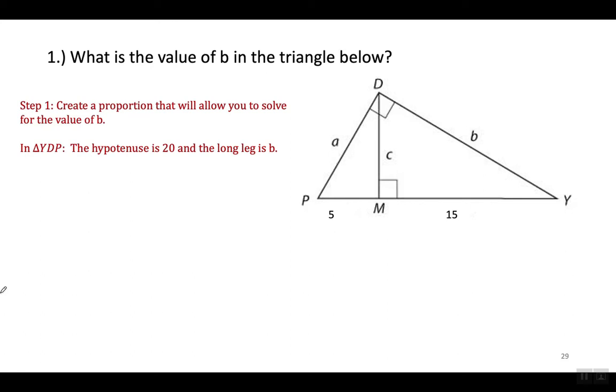If we look at triangle YDP, that's this big one, YDP, what is B in that big triangle? In that big triangle, this is the hypotenuse. The hypotenuse is this side, which measures 20, because this part is 5 and this part is 15. So the hypotenuse is 20. We can see that A is the short leg and B is the long leg. So in triangle YDP, the hypotenuse is 20 and the long leg is B.